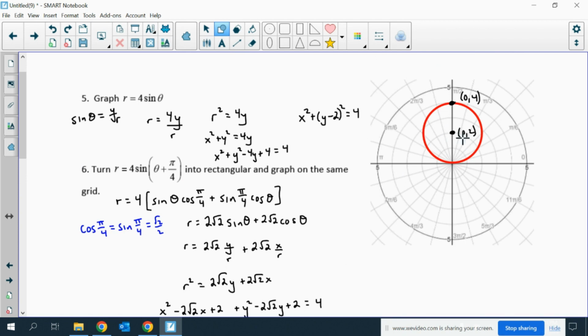So I end up with x minus root 2 squared plus y minus root 2 squared equals 4. So if I graph that, I'll be at root 2 comma root 2, which should end up putting me right on this point, because root 2 squared plus root 2 squared is 2 plus 2, which is 4, which means that if I take the square root of it, the radius would again be 2.